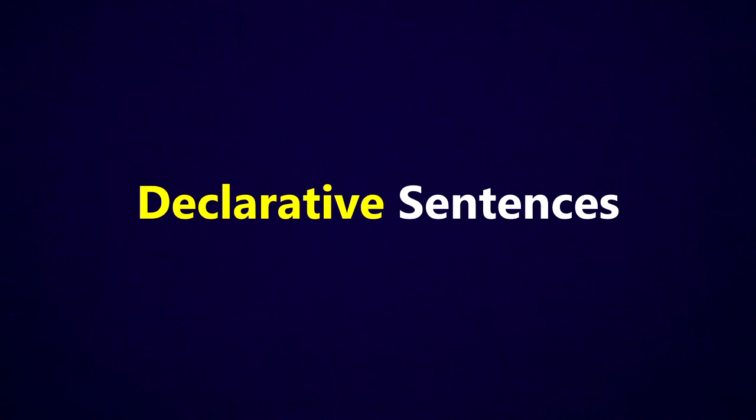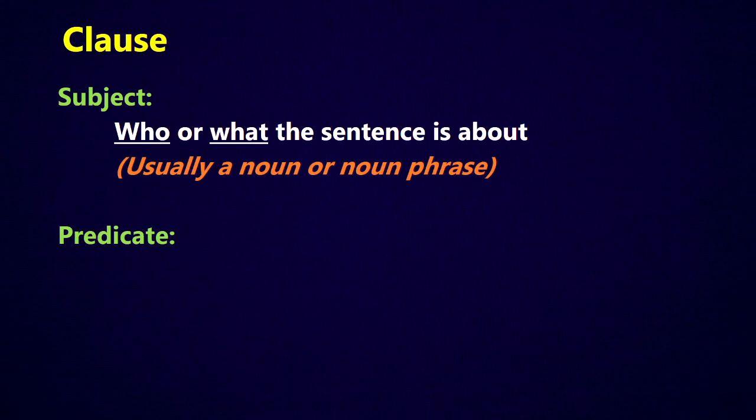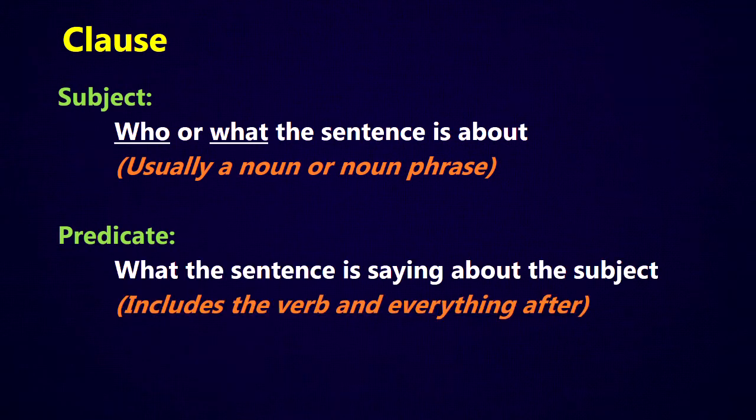So the next type of sentence is the declarative sentence. These are just basic statements. To understand declarative sentences, it's helpful to know a little bit about clauses and how clauses are organized. A clause has two parts, a subject and a predicate. The subject is who or what the sentence is about. It's usually a noun or a noun phrase. The predicate is what the sentence is saying about the subject, which includes the verb and everything after.